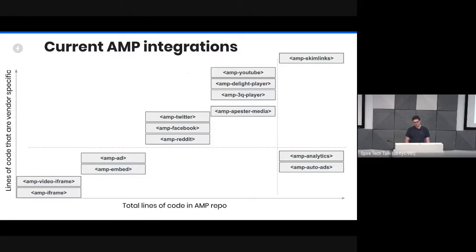Keep moving up and to the right, we have things like AMP Twitter. In addition to the stuff for AMP Ad, the iframe, the APIs, there's now actually code that lives in our repo, contributed by folks at Twitter, and they write JS, there's an AMP Twitter JS file, right? And then we have things like AMP Apester Media.